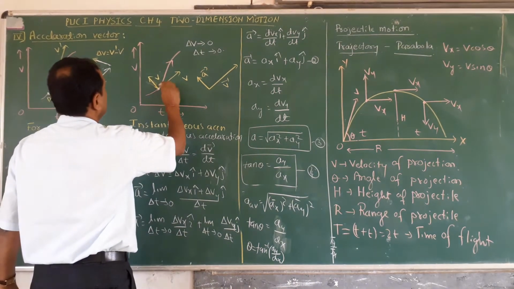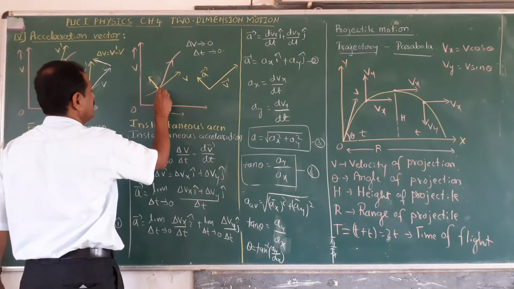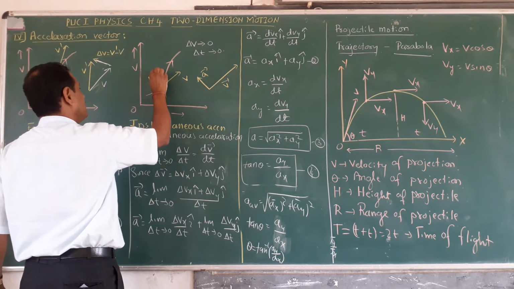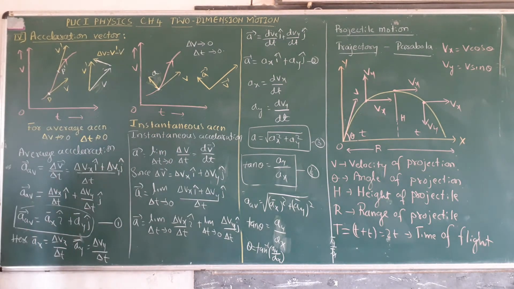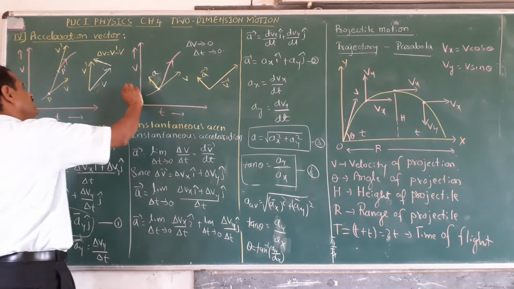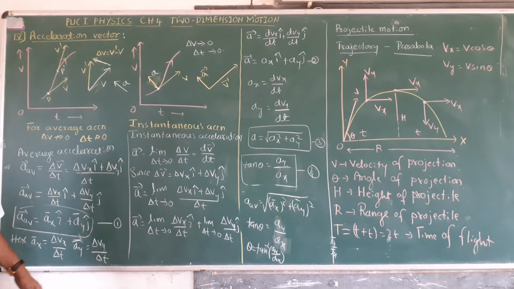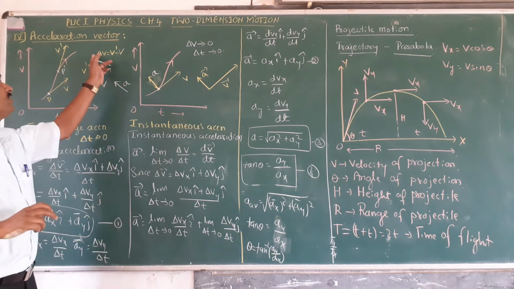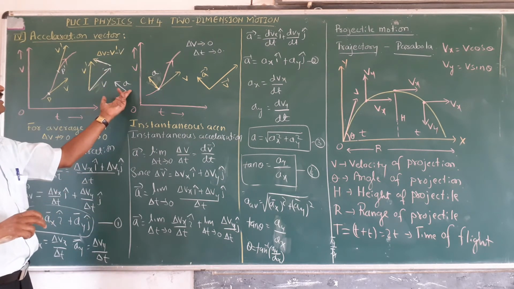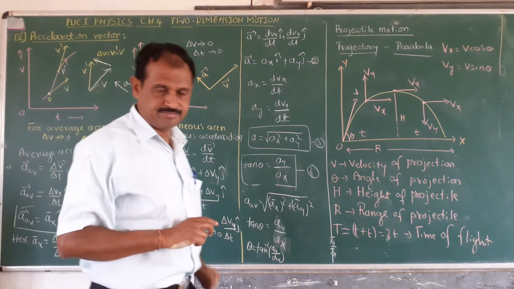This is the direction of the instantaneous velocity, and this is the direction of the acceleration. The acceleration is always along the direction of the change in the velocity. In what direction is the change in the velocity? In that direction there is an acceleration.